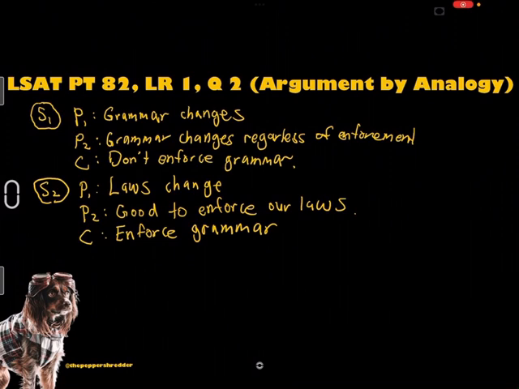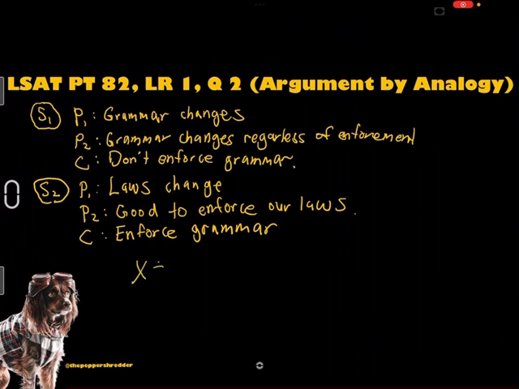Another speaker counters by making an argument by analogy. Speaker 2 argues that history shows law changes, but it's good to enforce our laws, therefore we should care about grammar rules. The underlying method of argument of Speaker 2, argument by analogy, takes the following form in logic.